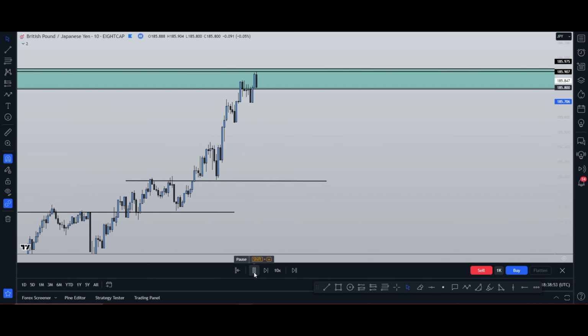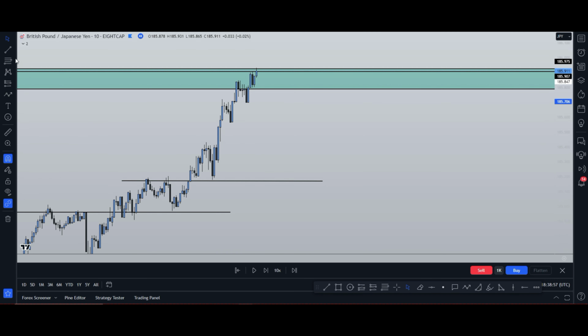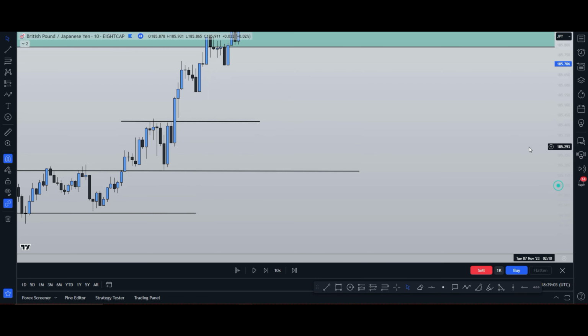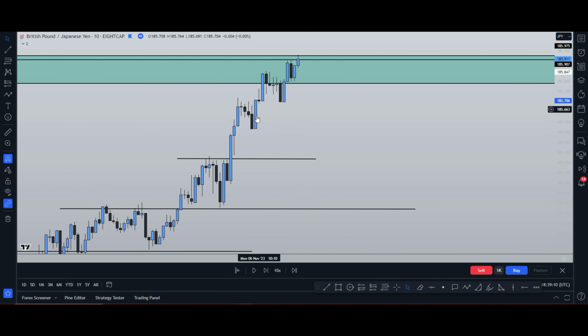So now look at this, guys. Even if you look at it from here, if I just click on this again, look at this, guys. Price breaks out, comes back down to retest this area, shoots back up. Perfect. Could have had another entry, and then look at this, guys.